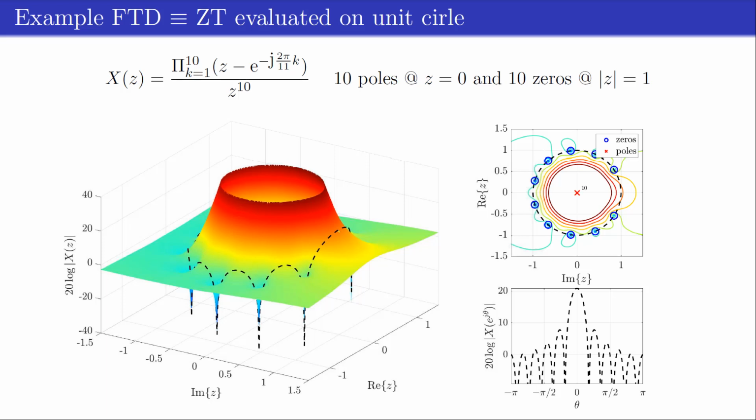By going the other way around on the unit circle, we obtain the FTD X(e to the power j theta) for theta in the range from theta is 0 until theta is minus pi.